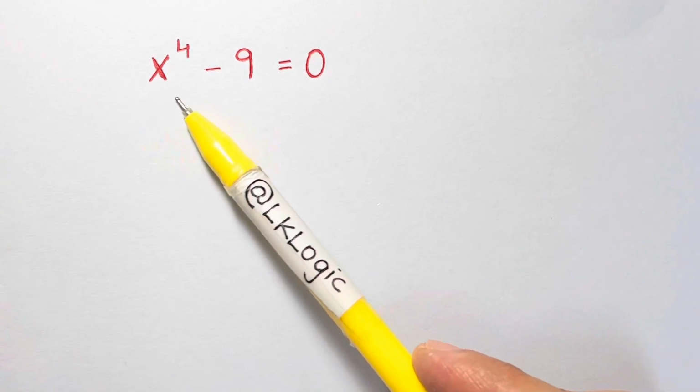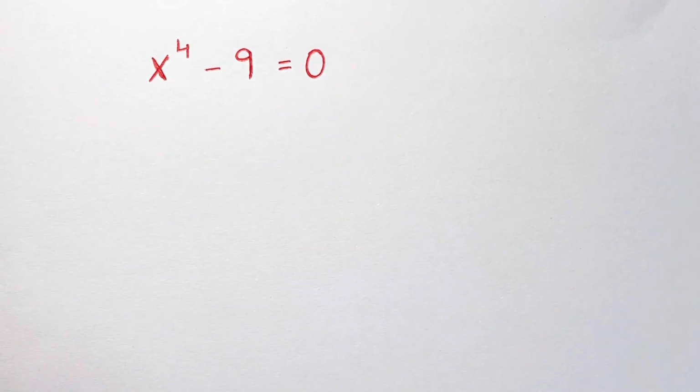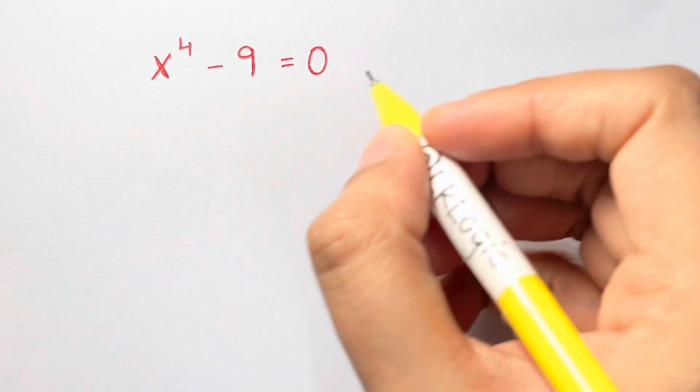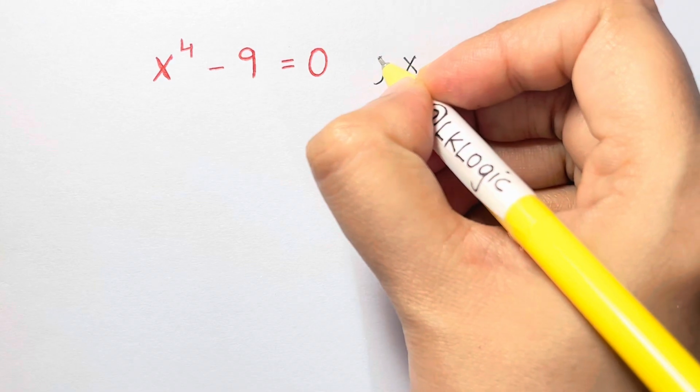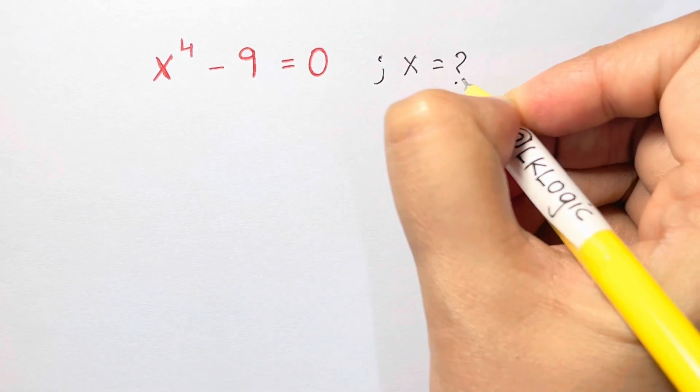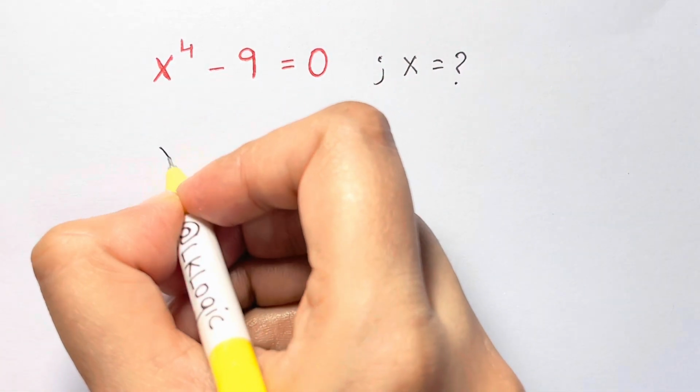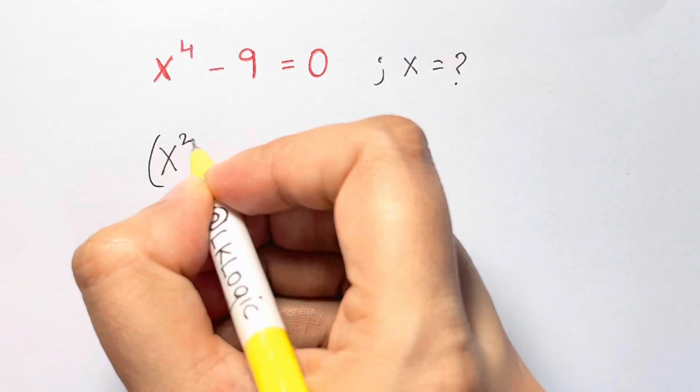Hi guys, I have a very nice algebraic equation here. Let's solve for that. So first of all, here we need to find the value of x, and then the first step what we're going to do is take the square and then whole square.